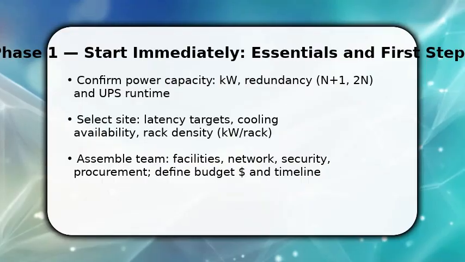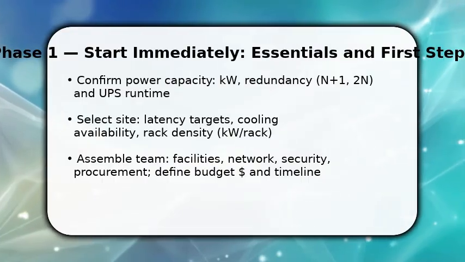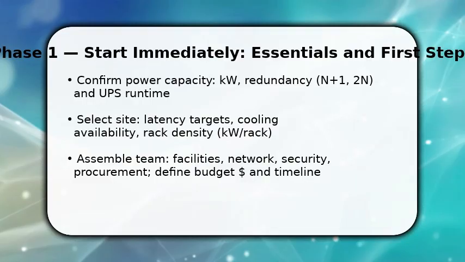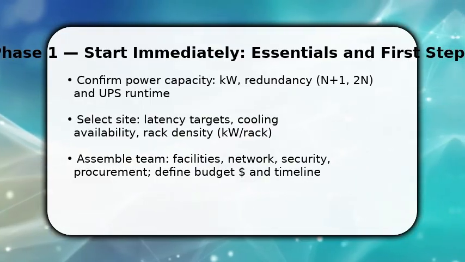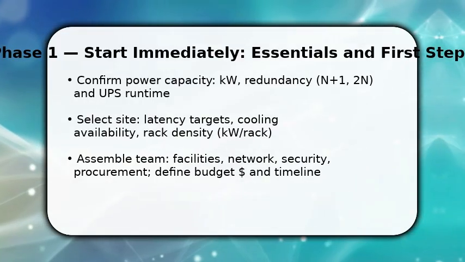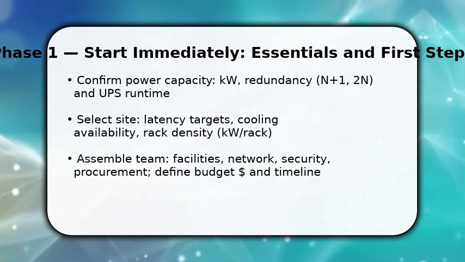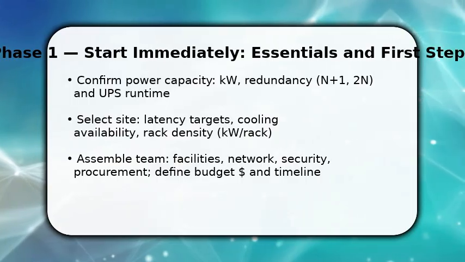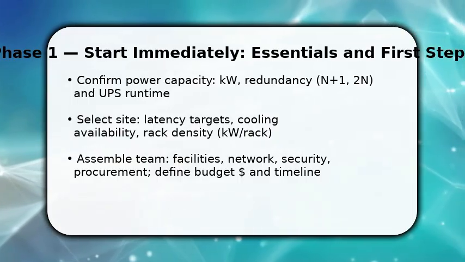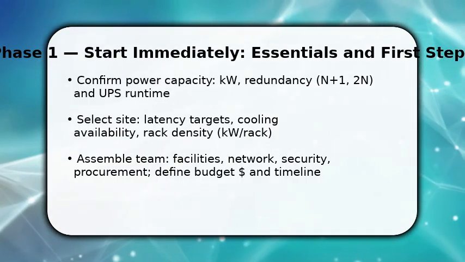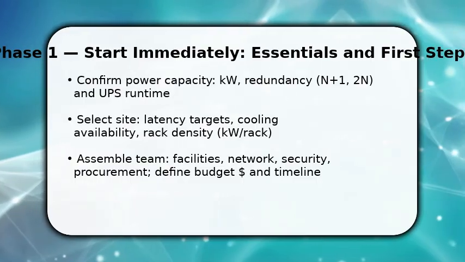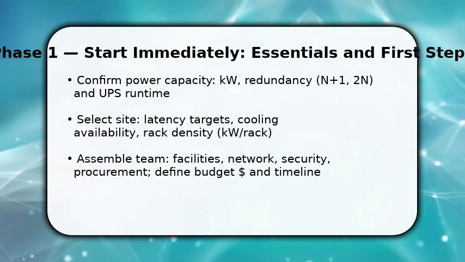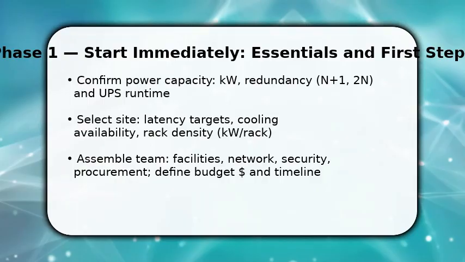Enjoy the video. You start by locking prerequisites: power, cooling, space, and stakeholders. Once power capacity and redundancy are confirmed, size UPS and generator runtime to cover peak kW. Make sure the site meets latency and cooling constraints, and decide rack density targets in kW per rack to guide layout. Next, assemble a cross-functional team, facilities, network, security, procurement, and set a clear budget and timeline. This rapid kickoff keeps design decisions aligned with operational realities and prevents rework later.